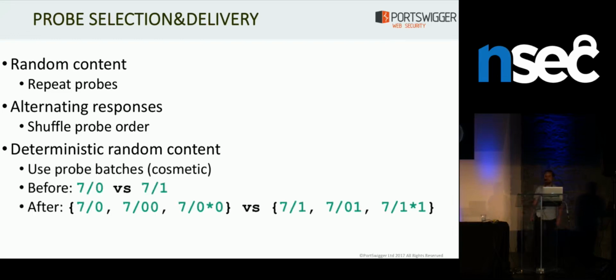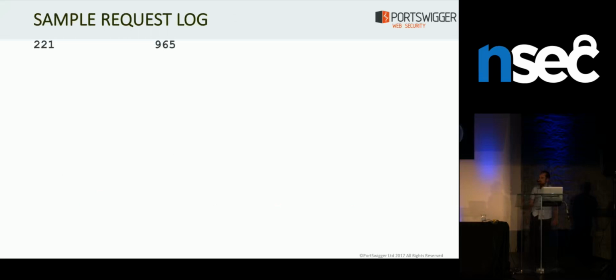So the way to address this is to use probe batches. Take each of the items in your probe pair and just make a few cosmetic variations of them. So, for example, 7 divided by 0 and 7 divided by 0.0 are likely to have exactly the same effect on any application that's vulnerable. But if your input is just being fed into some random number generator or maybe base64 encoded or such like, then that will get different results, and that will prevent this false positive. So hopefully that makes sense.